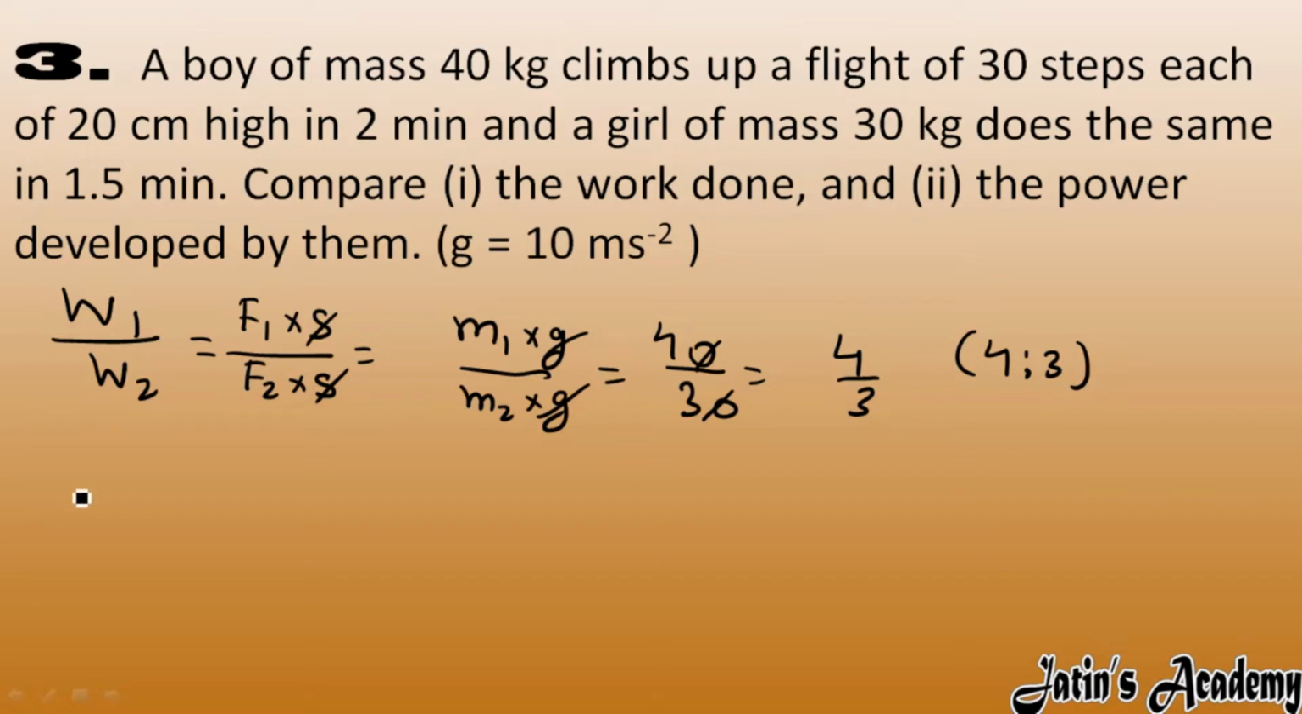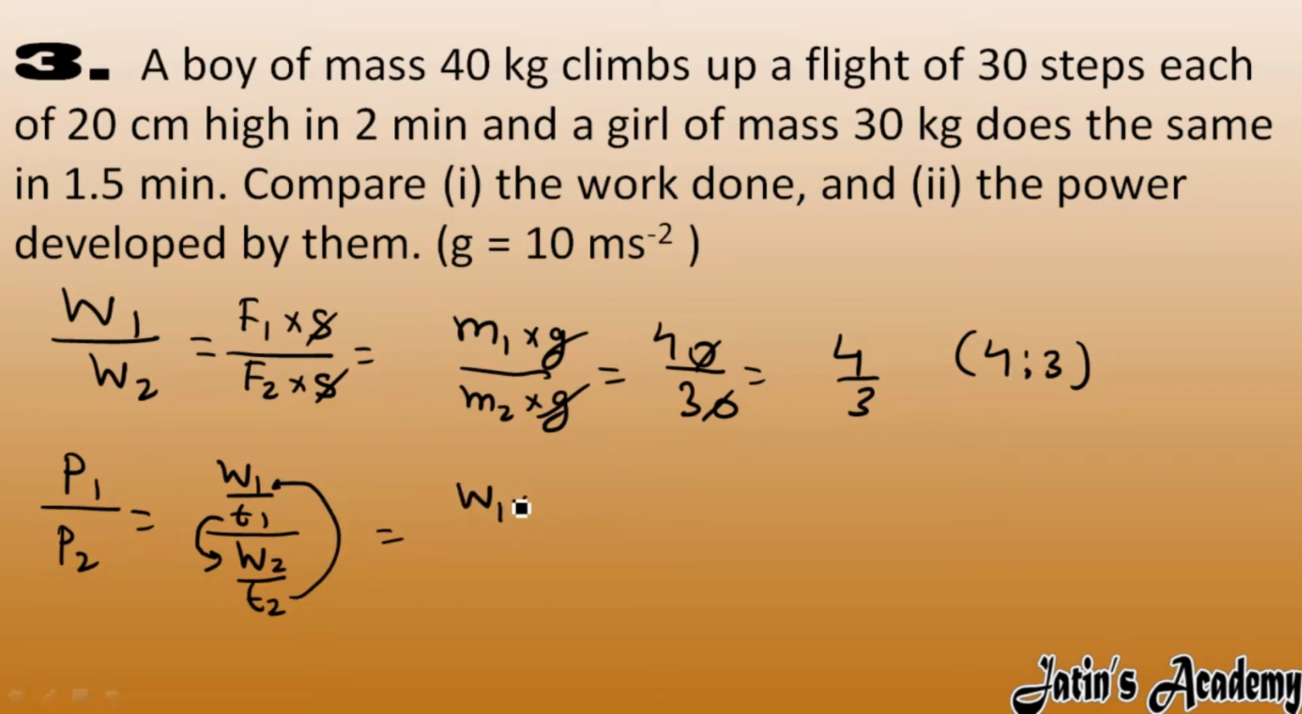Next we have to calculate power. Power developed by the boy to the power developed by the girl is the work done by the boy over the time taken by the boy, over the work done by the girl over the time taken by the girl. So the denominator of the denominator becomes the numerator, so W1 into T2 over W2 into T1. Clear? Now W1 over W2 we have already calculated as 4 by 3, a 4 ratio 3.